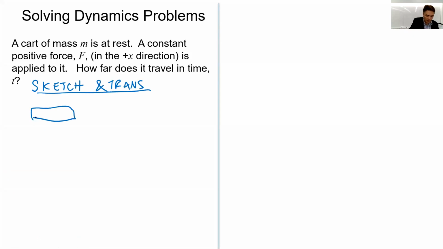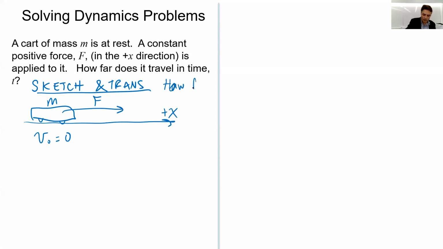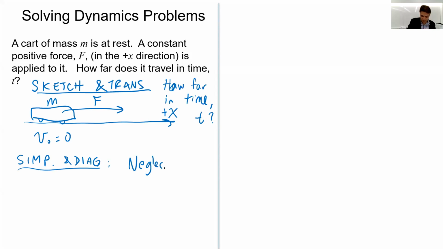You've got here your cart, which looks like this. It's got some mass m. There's a forward force applied on it. Its v initial equals 0. And we can call this the plus x axis right here in that direction. And so the question is, how far in time t? Do we have to do any simplifications, make a little force diagram? I would say we're going to neglect friction and try to work this out. There will be a little friction on the actual cart, but let's neglect it for now.